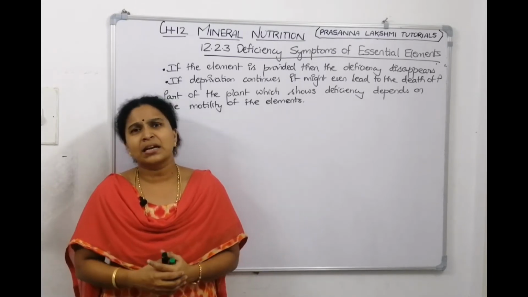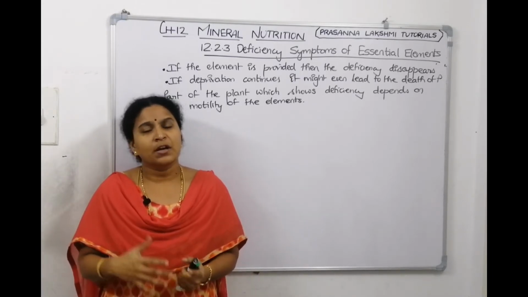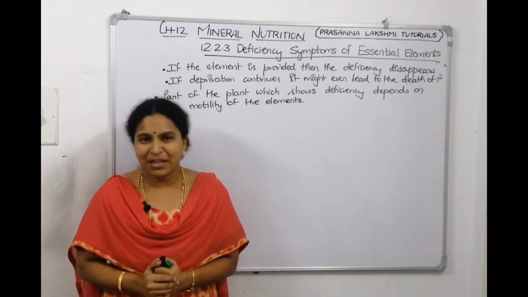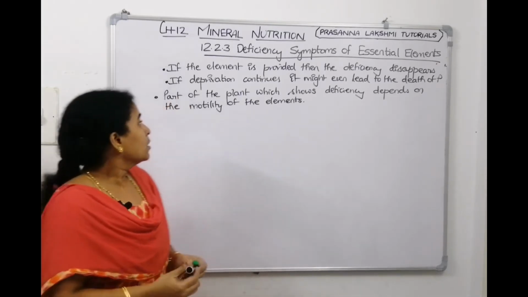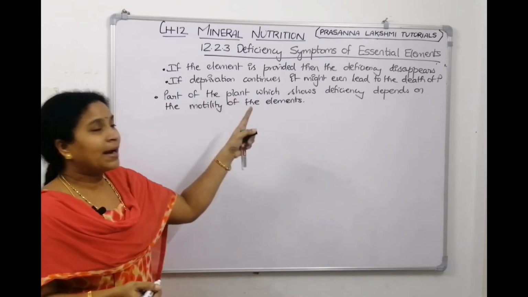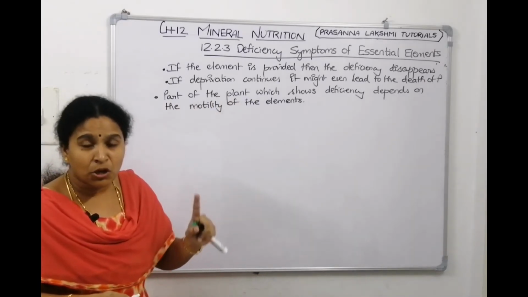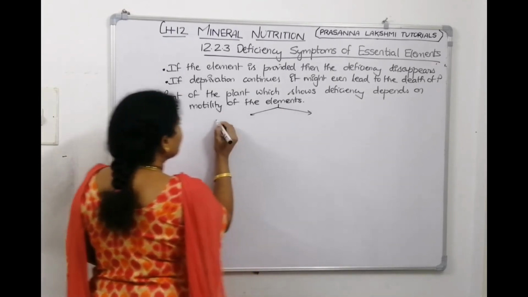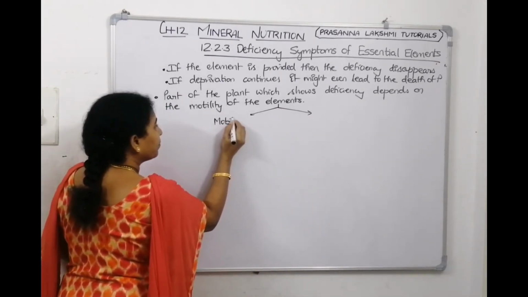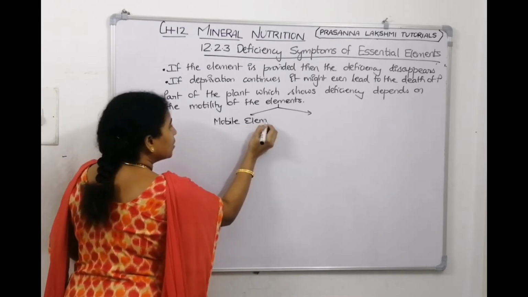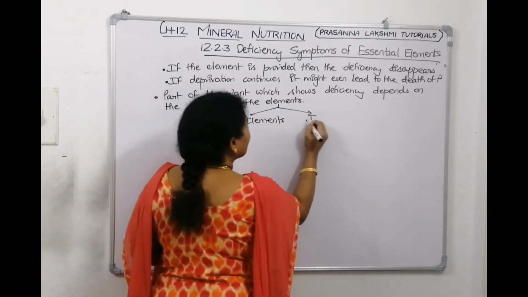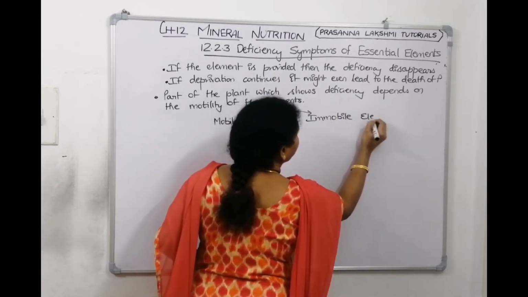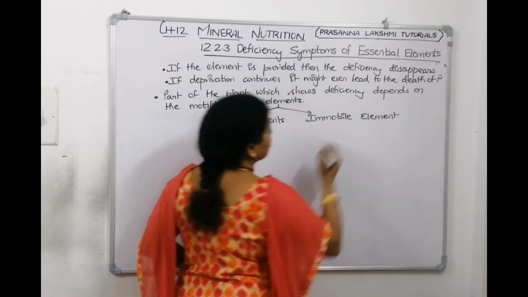Now the other case, an immobile element. It cannot move. It will be there with the older parts only. Understood? So that is the point. The part of the plant which shows deficiency depends on whether the element is mobile or immobile. So if it is a mobile element, how does it show deficiency? And if it is an immobile element, how does it show deficiency?